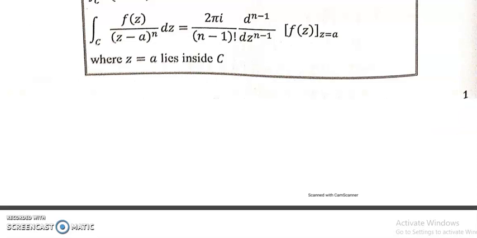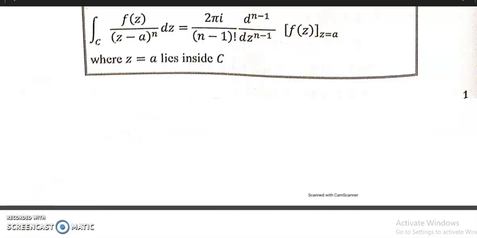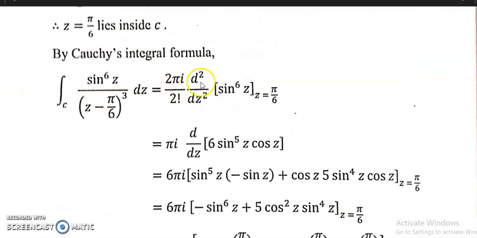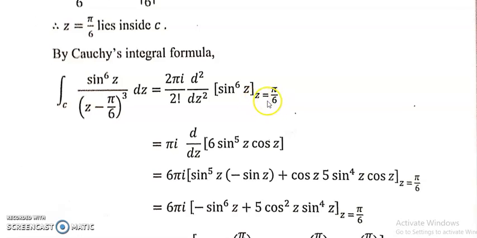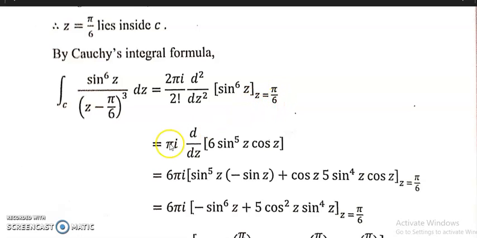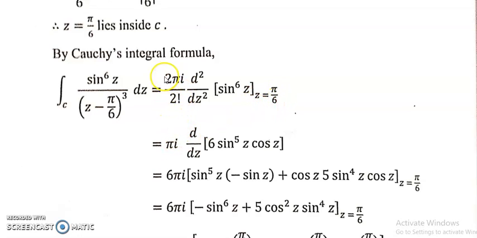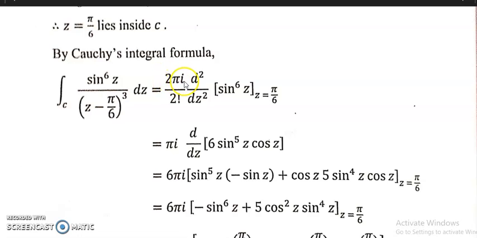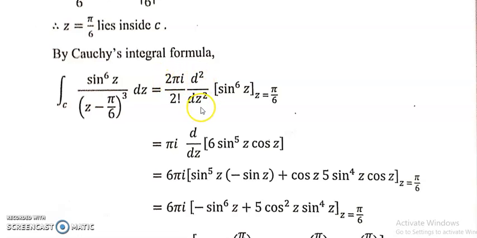What is f of z? f of z is sine power 6, and the a value we got is pi by 6. Using that formula, we get this at the point z is equal to pi by 6. So now this 2 and 2 will be eliminated. We get pi i d square by dz square of sine power 6z at the point z equal to pi by 6.